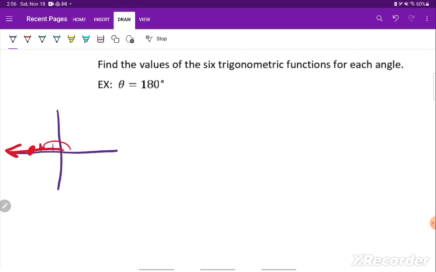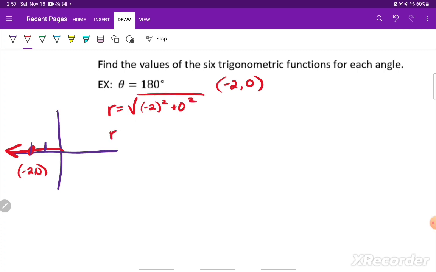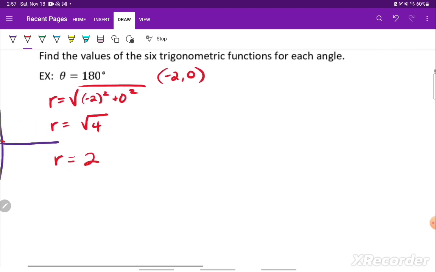What do we want to call that? 1, 2, 3? Oh, 3's not, I don't want an odd number. Alright, let's make it 2. So this is the point negative 2, 0. There's my ordered pair, x and y. I need to find r. We get r to be equal to 2. We've got x, y, and r. Now we just plug it into our definitions.